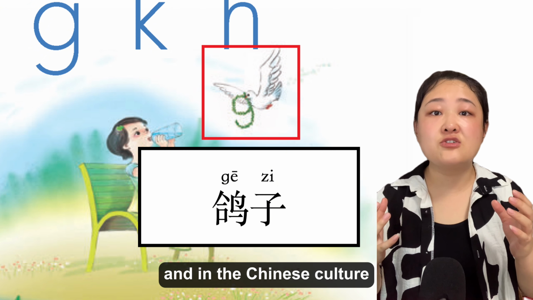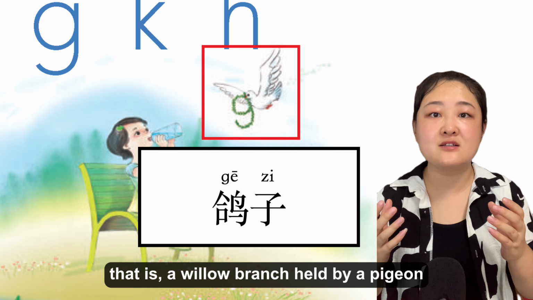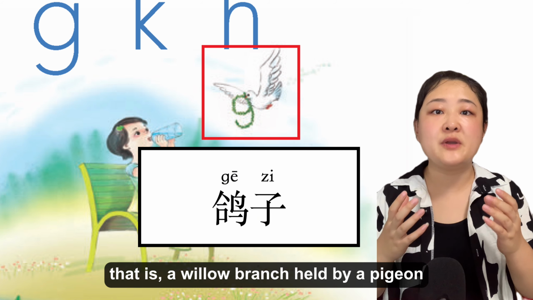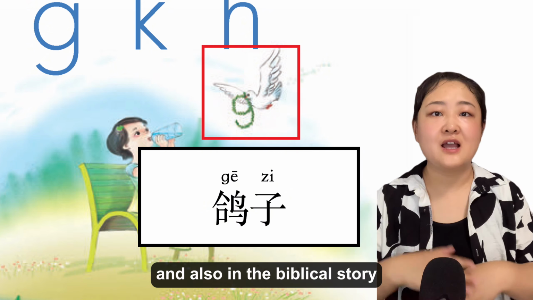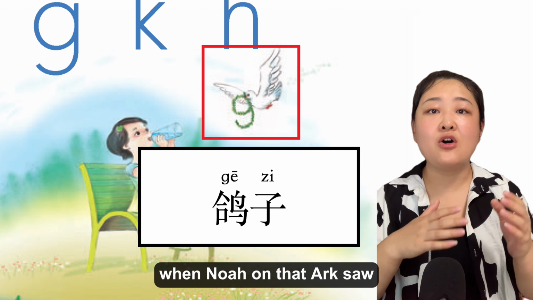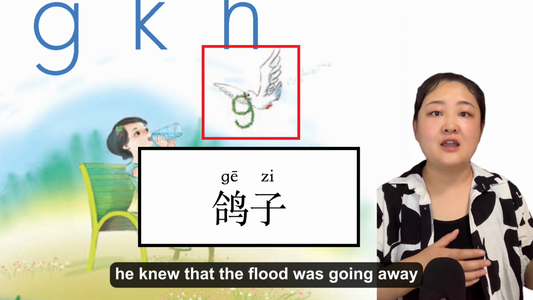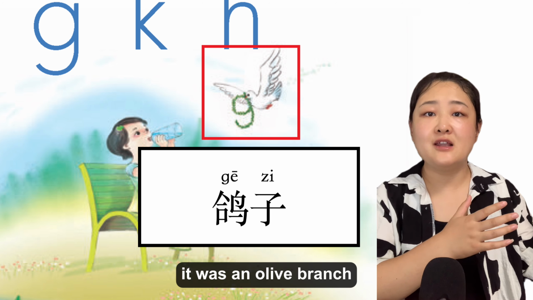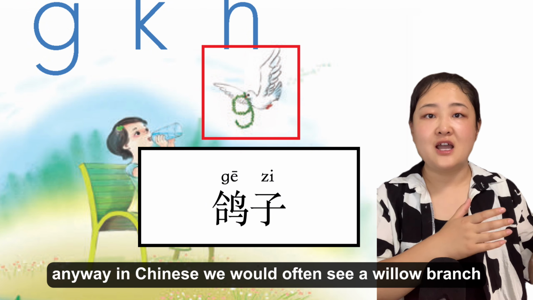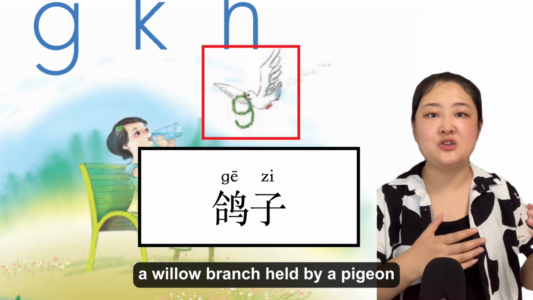And in the Chinese culture, or I believe it should be an international or a universal one, a willow branch held by a pigeon in its beak is a symbol for peace. And also in the biblical story, when Noah on that ark saw a bird bringing an olive branch, he knew that the flood was going away and there was land again. But in that story, it was an olive branch. Anyway, in Chinese, we would often see a willow branch held by a pigeon.